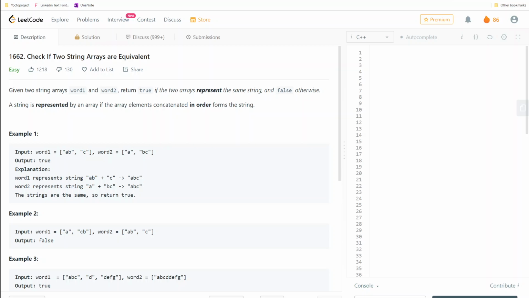So today we are going to do the Leetcode daily challenge: Check if two string arrays are equivalent. Basically in this question, we are given two words and we are required to check whether these two words are equivalent or not.